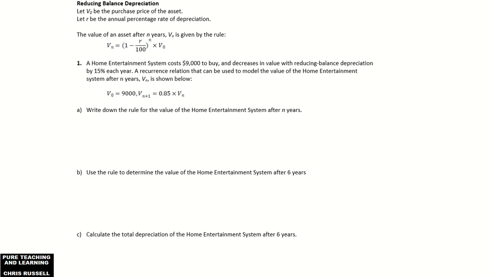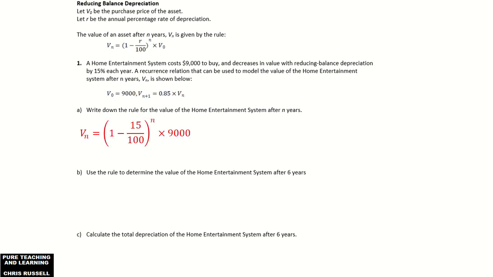Okay, reducing balance depreciation. So in this question, we have a home entertainment system costs $9,000 to buy and decreases in value with reducing balance depreciation by 15% each year. A recurrence relation that can be used to model the value of the home entertainment system after n years, Vn, is shown below. So we have the initial value being $9,000 and then Vn+1 equals 0.85 multiplied by Vn. And now what we have to do is A, write down the rule for the value of the home entertainment system after n years.